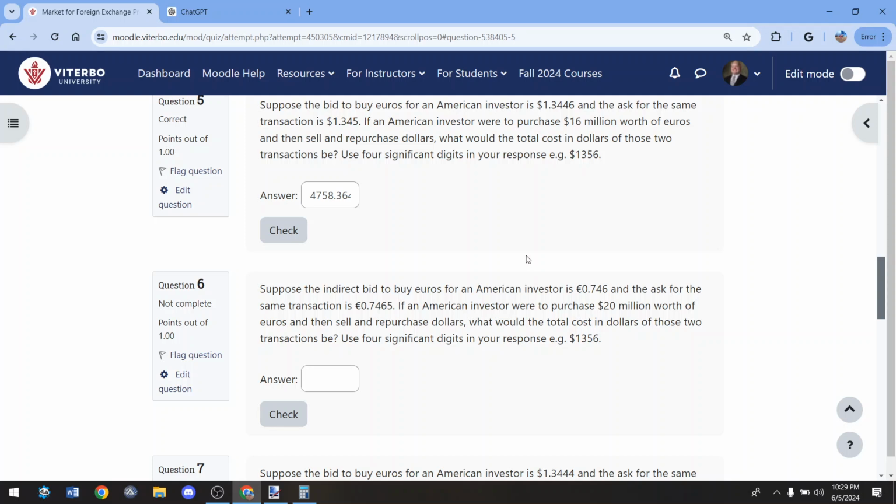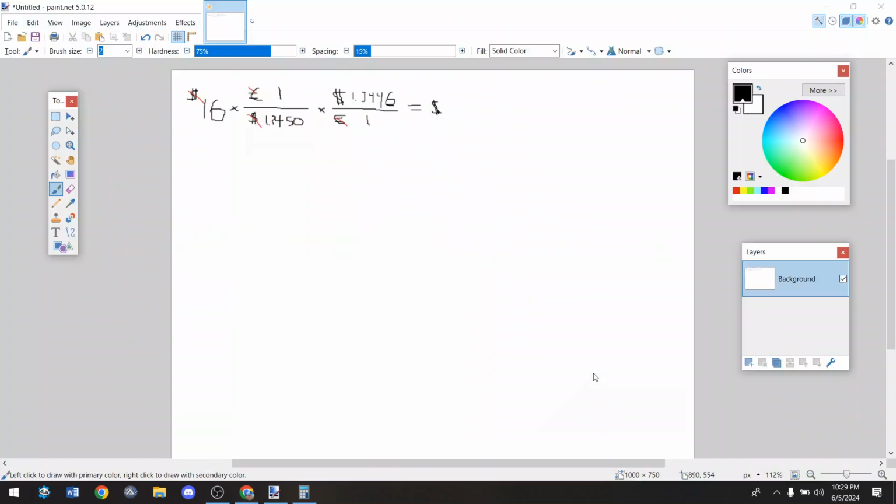Question 6 is similar. You'll see it's similar, but not the same. So we're going to do the same. Now, where are we at? We're at $20 million, so we have $20 million. We're doing euros and back, so it's the same kind of transaction. So I'm going to put the 20 here. Get the 20 million. And we know, same deal: dollars on the bottom, euros on the top, big line.